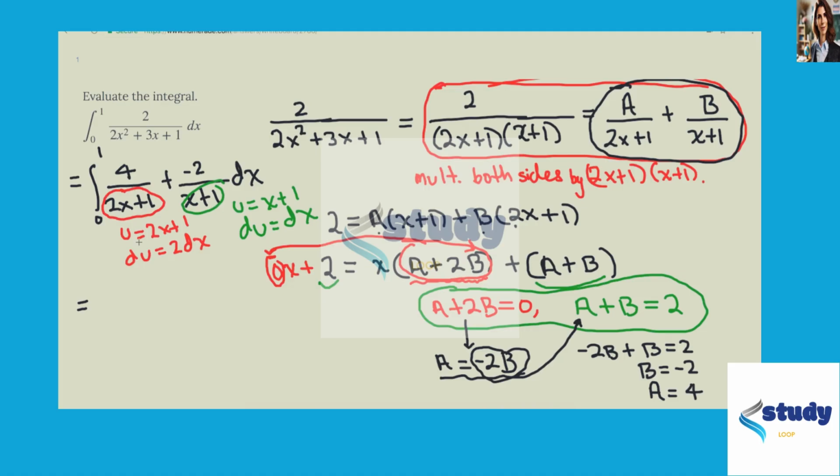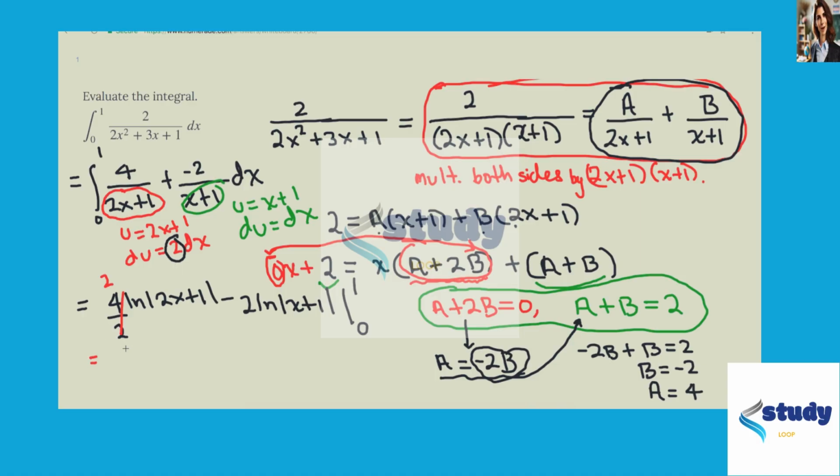The first integral, we have 4 times natural log of 2x plus 1, but then I'll have to divide by 2 because of this 2 that pops up over here. So 4 over 2. And then for the second integral, I have a minus 2, and then natural log of x plus 1 in absolute value, from 0 to 1. So we can go ahead and cancel out that 4 over 2 is just 2. And at this point, we can just go ahead and plug in our endpoints and then simplify.